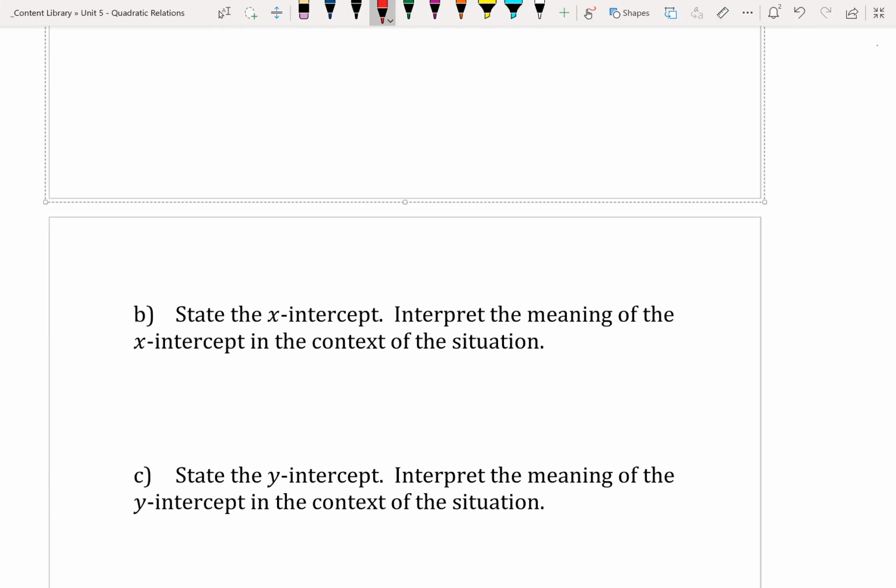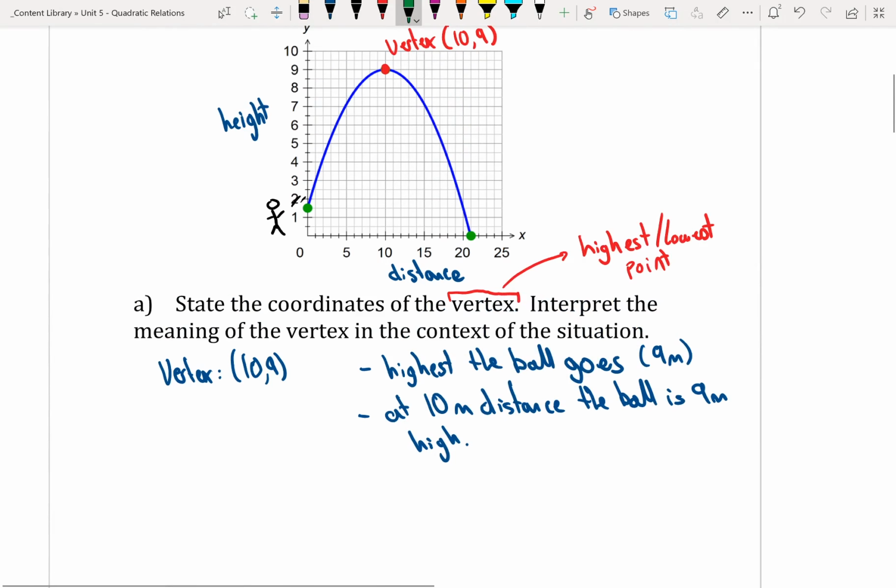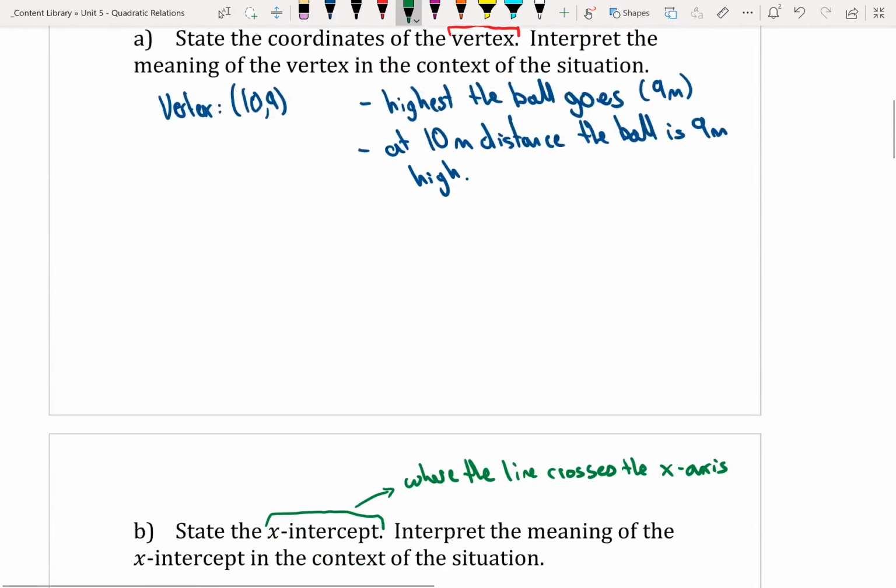So for B, we want to state the x-intercept. Again, if we're not sure what the x-intercept is, it's the same as it is with linear relations. It's where the line or the graph crosses the x-axis. So if we go back up to our graph and look at the point where it crosses or touches, it touches right here. So this is our x-intercept, and the point is 21, 0. X is 21, y is 0.